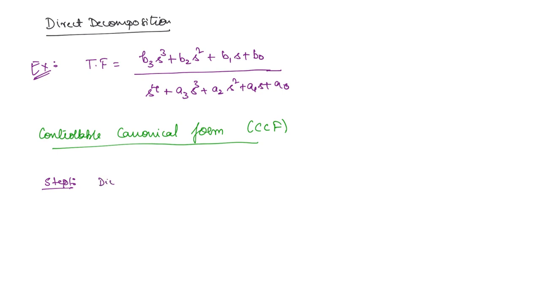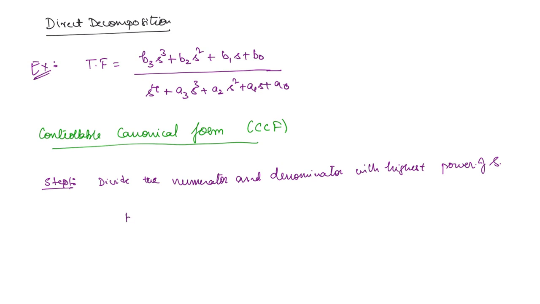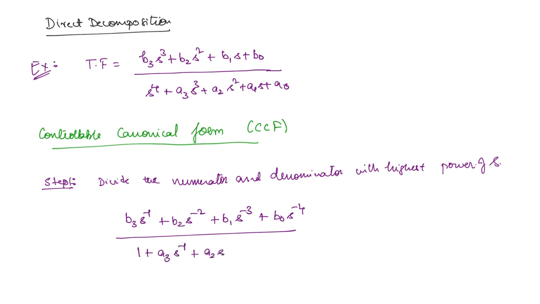So the first step is to divide the numerator as well as the denominator by the highest power of s that is available. Here, when we divide both the numerator and the denominator by s to the power 4, what are we going to get? b3 s to the power minus 1 plus b2 s to the power minus 2 plus b1 s to the power minus 3 plus b0 s to the power minus 4, divided by 1 plus a3 s to the power minus 1 plus a2 s to the power minus 2 plus a1 s to the power minus 3 plus a0 s to the power minus 4.